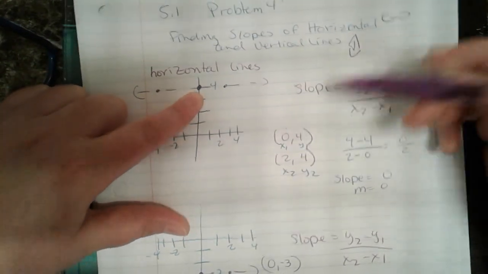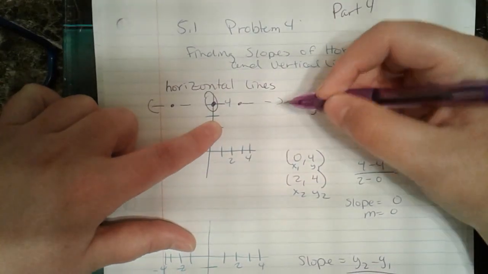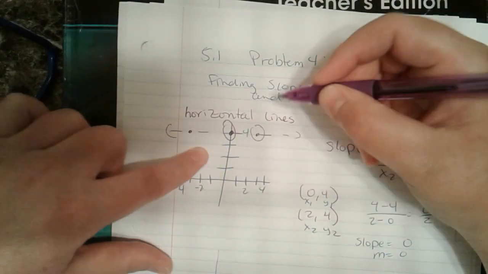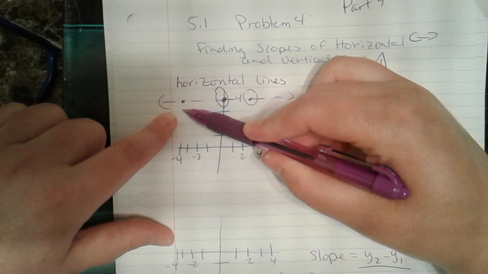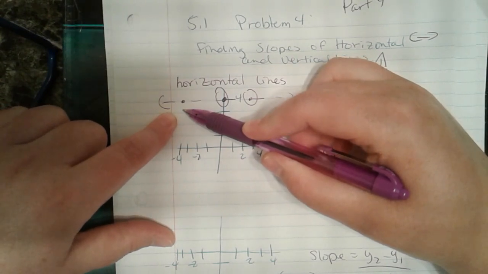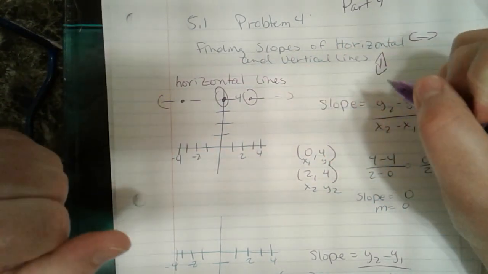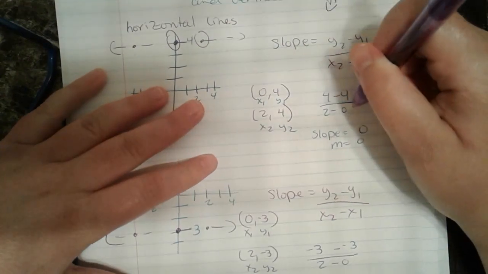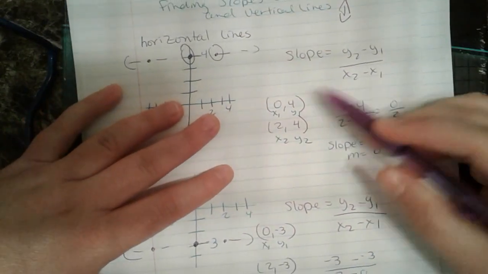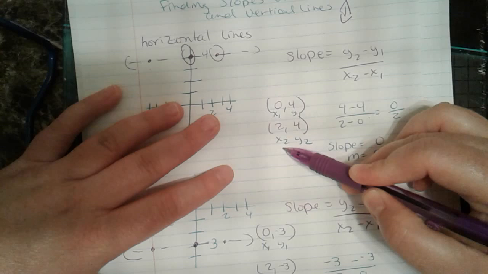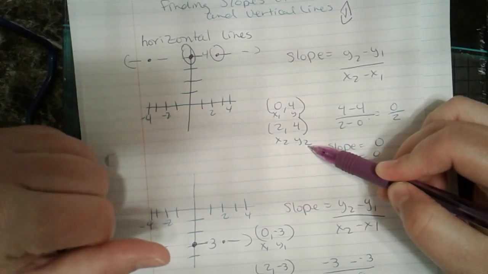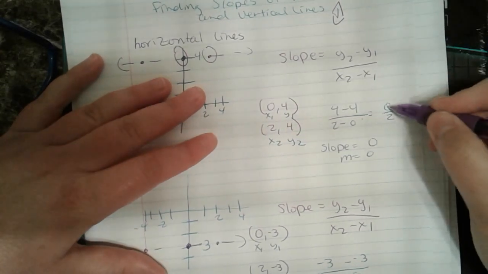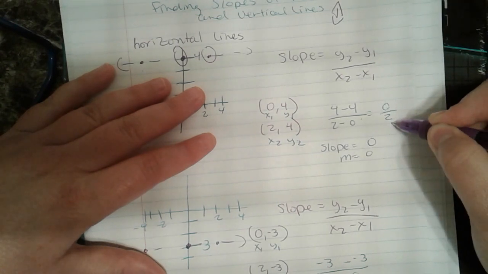I used (0, 4). I used this one, and I also used this one. I could have used this guy over here. It does not matter. Again, just pick 2 points on the line, and then I plugged them into our formula. I said that this was x1, y1, x2, y2. Again, labeling our points, then plugging them in. And then I come up with 0 over 2.